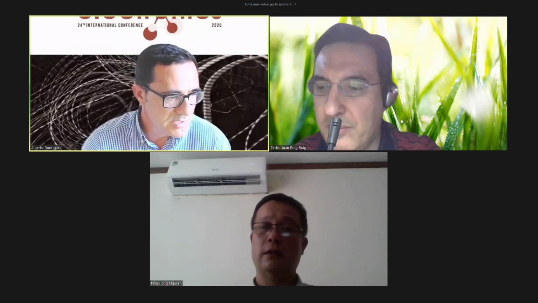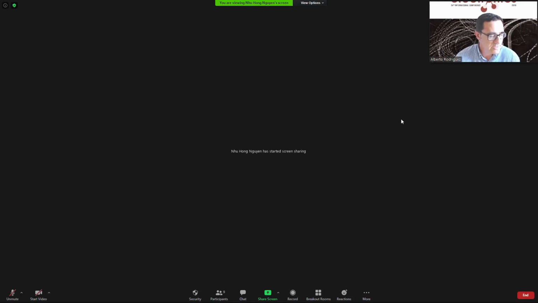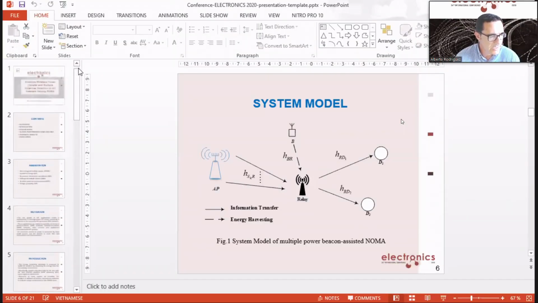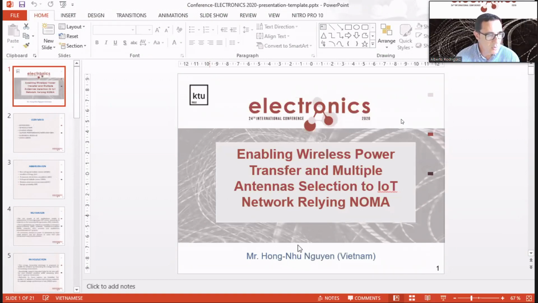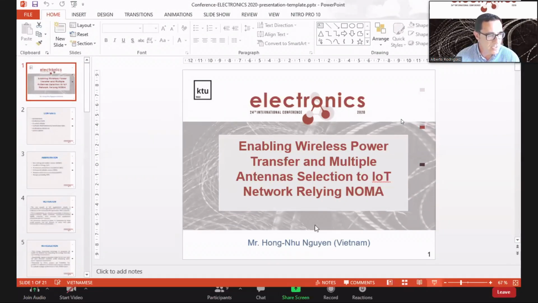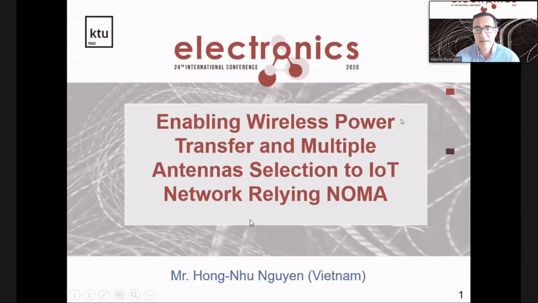So the next one is going to be presented by Nhu Hong from Vietnam. The presentation is called Enabling Wireless Power Transfer and Multiple Antenna Selection for IoT Network Relying on NOMA. So Nhu, whenever you want, you have 12 minutes.